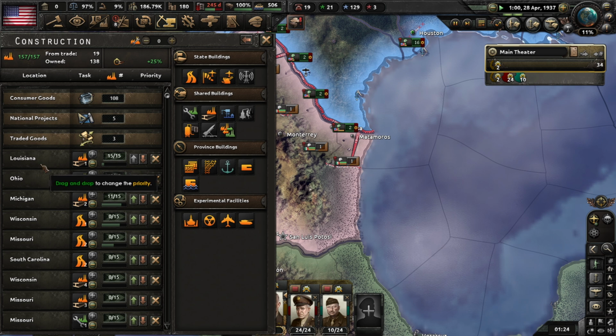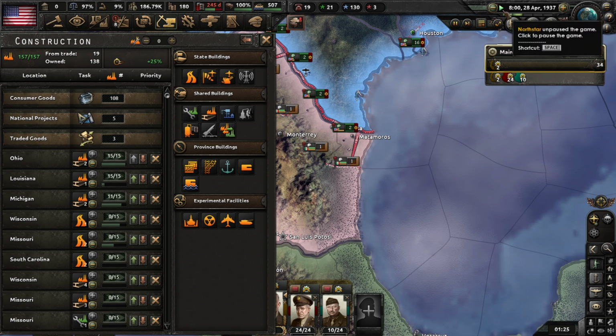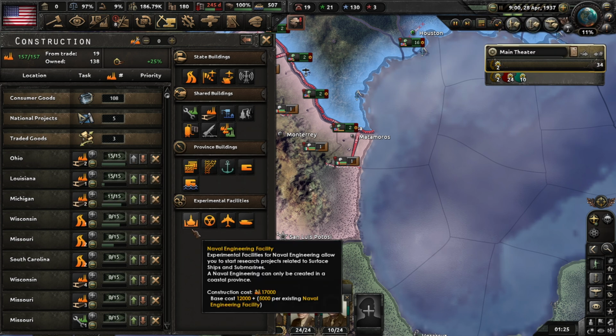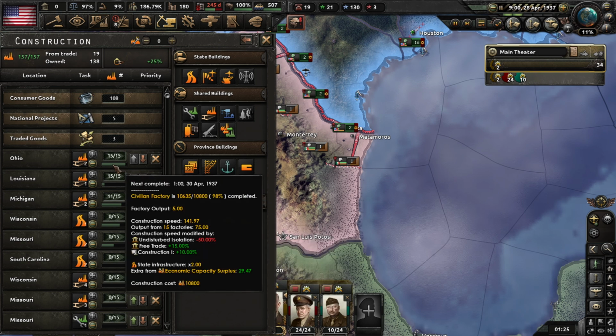Yeah. It looks like they're still rebuilding. Yeah, it looks like they're already trying to move through my land almost immediately.